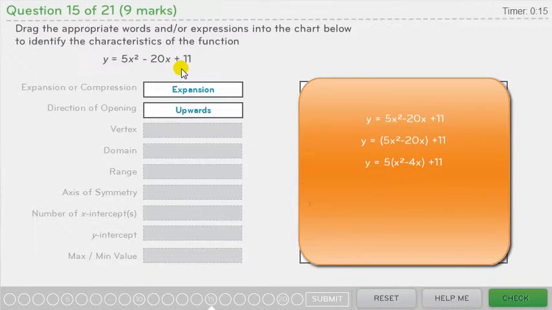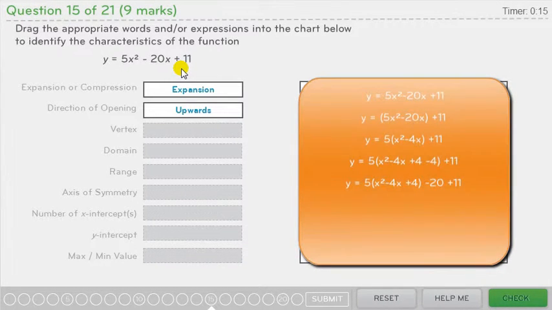Next, we need to create our perfect square trinomial. So we take half of that negative 4, which gives us negative 2, and then we square it. So we get positive 4. So we're going to add inside the brackets a positive 4 and a negative 4. Now creating our perfect square trinomial, we need to get rid of that negative 4. So negative 4 times the positive 5 out in front gives us negative 20. We're going to put a negative 20 on the outside of the brackets.